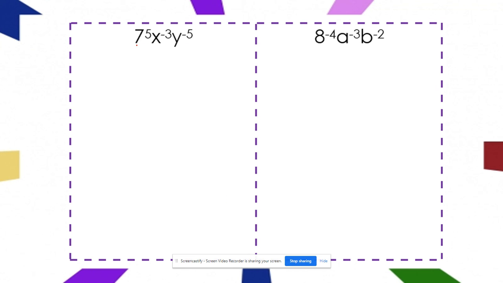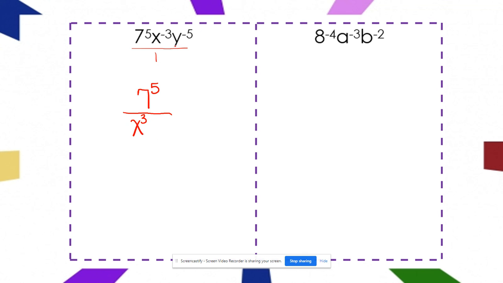So let's look at a few more examples. In this problem, I have 7 to the fifth, x to the negative third, y to the negative fifth. So again, it's like this is over 1, even though we don't see it. So I have 7 to the fifth. Well, there's nothing wrong with that because that's a positive exponent. So I'm going to rewrite it and leave it exactly where it is, which is in my numerator. But then I have x to the negative third. Well, x to the negative third has a negative exponent, and I don't want a negative exponent. So to get rid of it, I'm going to move it down to the denominator. As soon as it moves down to the denominator, that exponent becomes positive. So now it's x to the positive third.